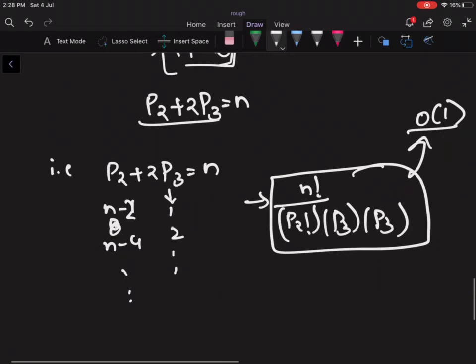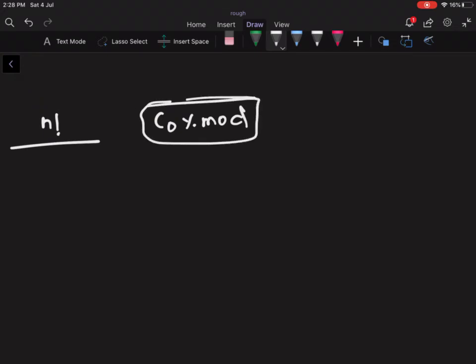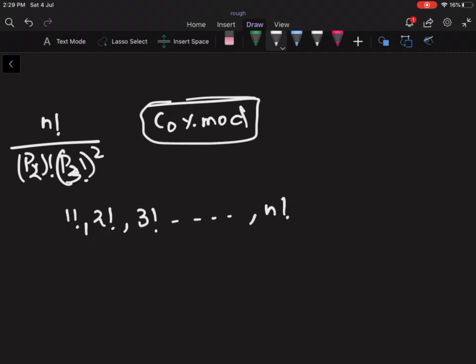Now how this can be found in O of n is, since in fact we need the quotient percentage mod, not exactly c naught percentage mod, since c naught is a very huge number. So first we'll calculate 1 factorial, 2 factorial, 3 factorial, up to n factorial in O of n. While calculating 3 factorial, calculate 2 factorial into 3 percentage mod.